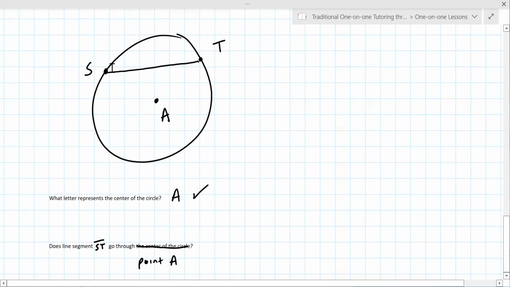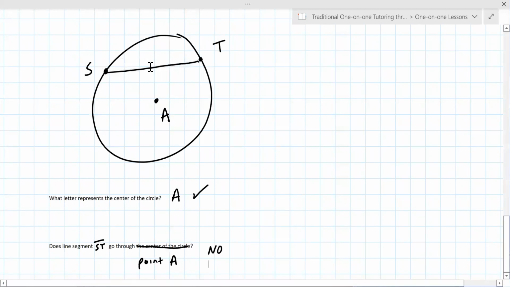So you're saying that this line segment goes through? No, okay, it does not, because it's going in a different way. It's going inside the circle, it's inside the circle. Okay. So the answer is no.